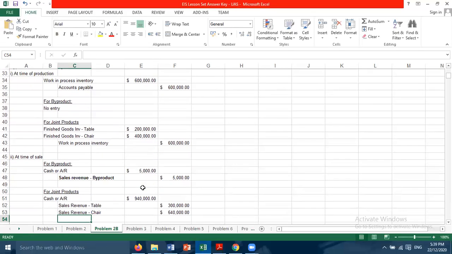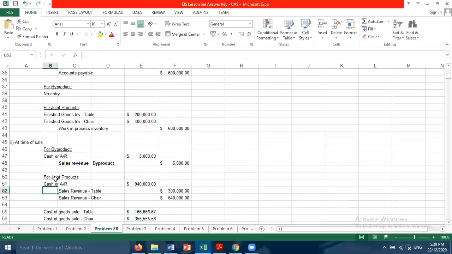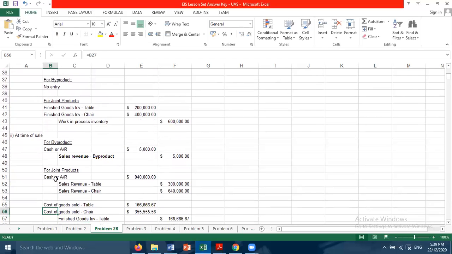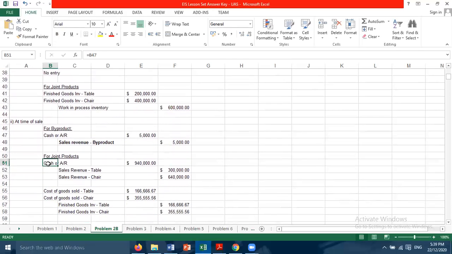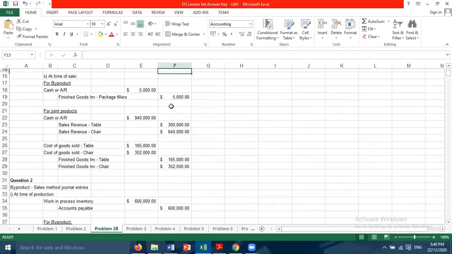And for the sales of the joint products, it's practically the same thing as the production method, where we just debit cash or AR and we credit sales revenue. Then, when acknowledging cost of goods sold, it is still the same principle. We debit cost of goods sold and we credit finished goods inventory. However, this time the amount is different because we allocate a total of 600,000 joint costs in comparison to the production method, which only allocates 594,000.